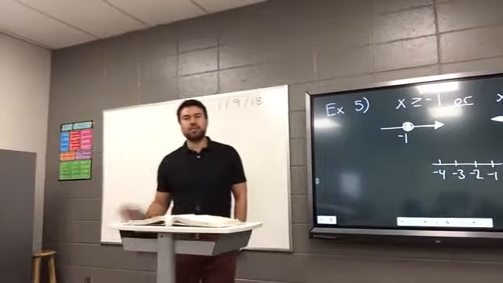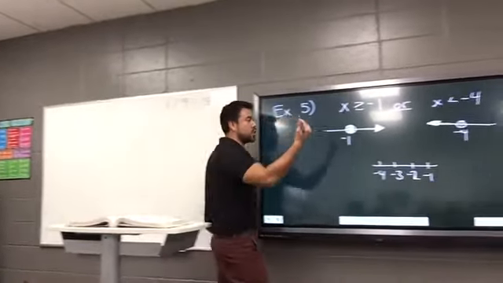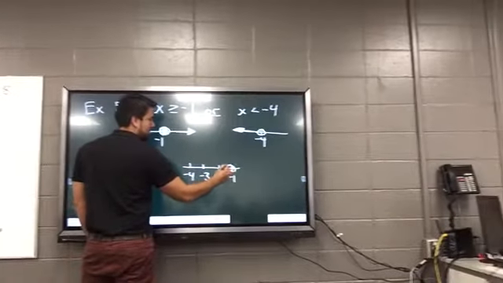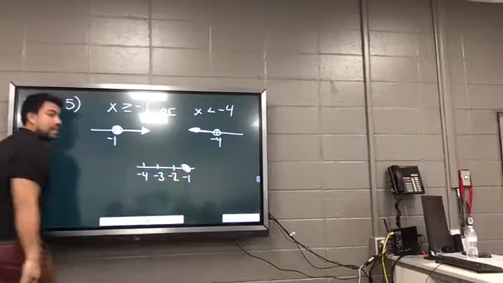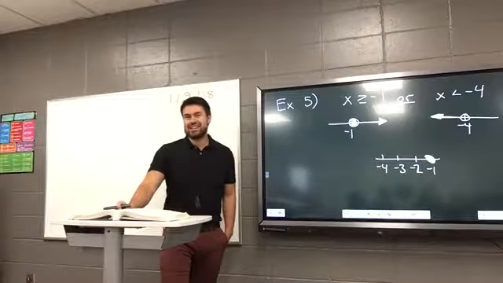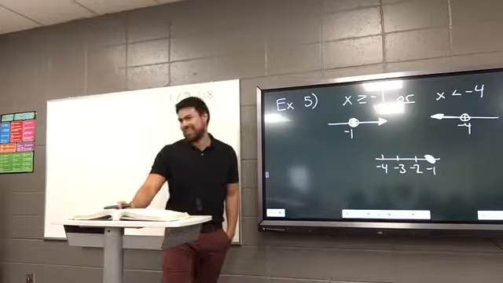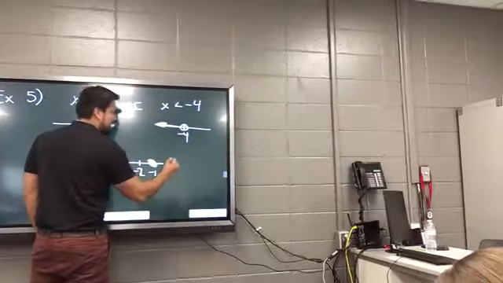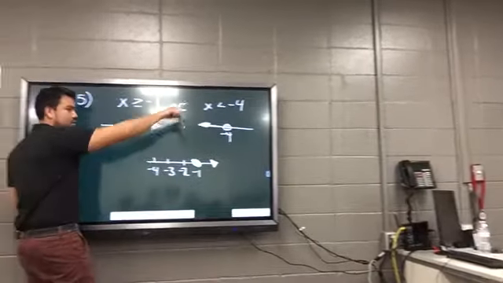All right, so this is where it gets a little tricky if you're not paying attention. What kind of circle goes on -1? Closed, right? -1. Line going to the right. Isn't that -1, line going to the right?